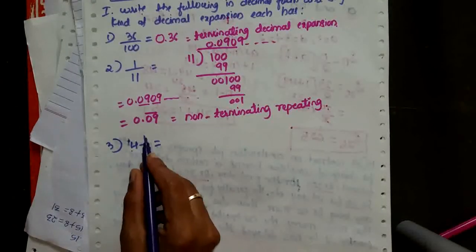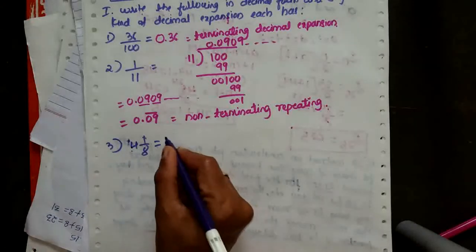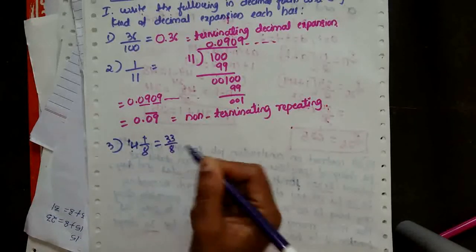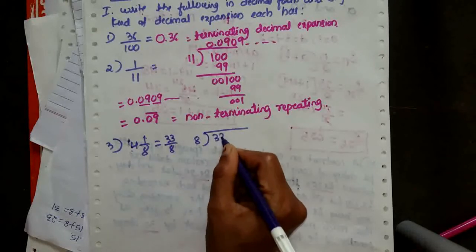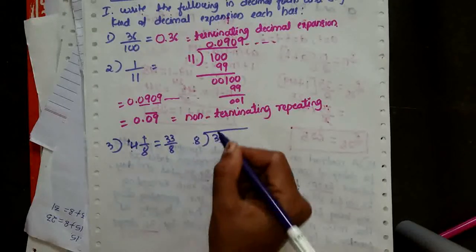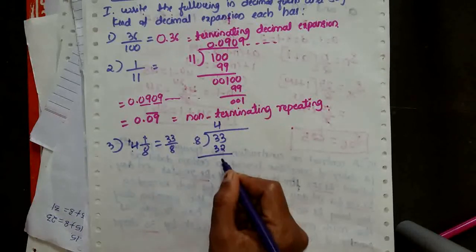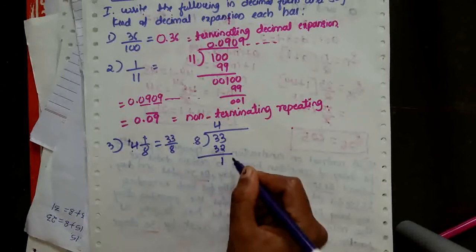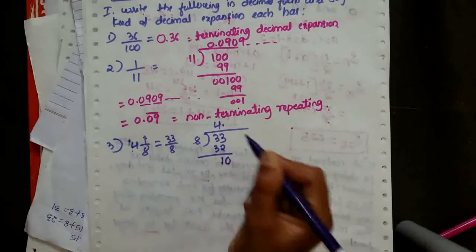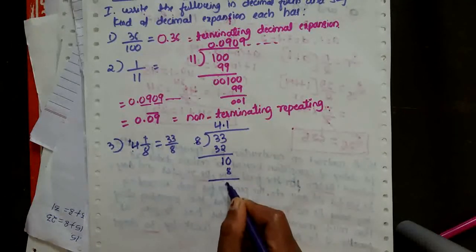The question is 4 whole 1 by 8. So this can be written as 8 fours are 32, plus 1 is 33 by 8. So on dividing 33 by 8, 8 fours are 32. 33 minus 32 is 1. So 8 doesn't divide 1, so I take 0 here and write the decimal point here. 8 ones are 8. 10 minus 8 is 2.